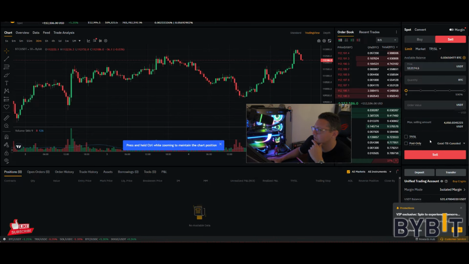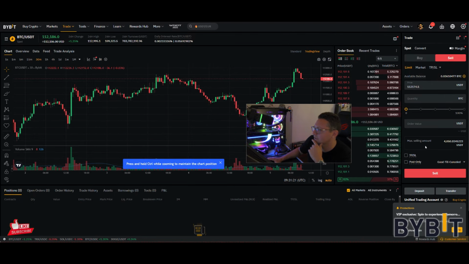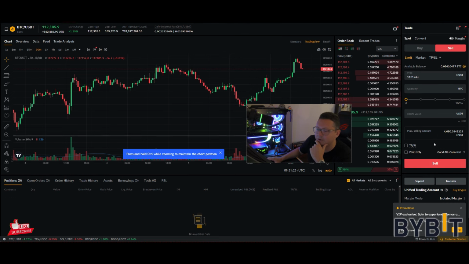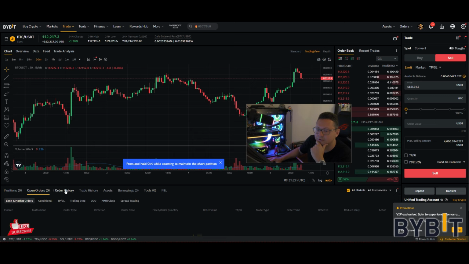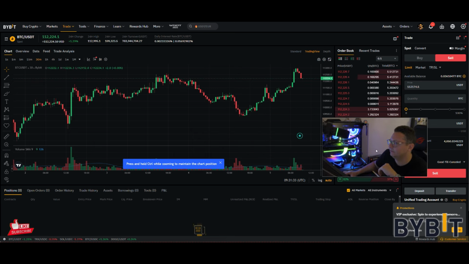And also here on this list, you can see the maximum selling amount, buying amount, and so on. Everything is here. And whenever you are sitting in a trade, you're going to see that here in the positions, open orders, order history, trade history, assets, and so on. Everything is very easy visible here.